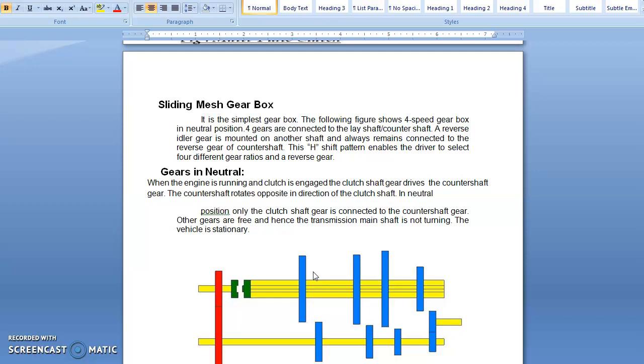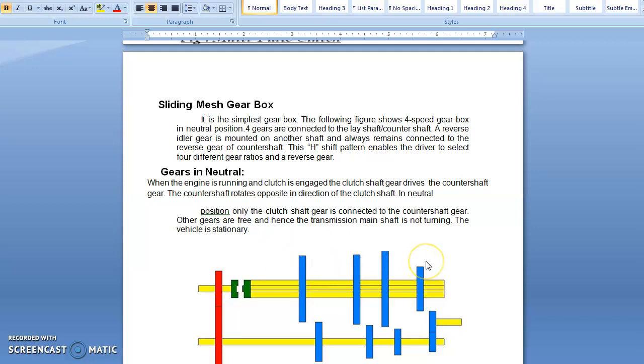Before entering into this 4-speed gearbox, we have to know about the selector mechanism. The main function of the selector mechanism is to select a particular gear at a time, and to ensure that two gears are not engaged at a single time. That is the main function of the selector mechanism. Now let us discuss the construction of the 4-speed gearbox.